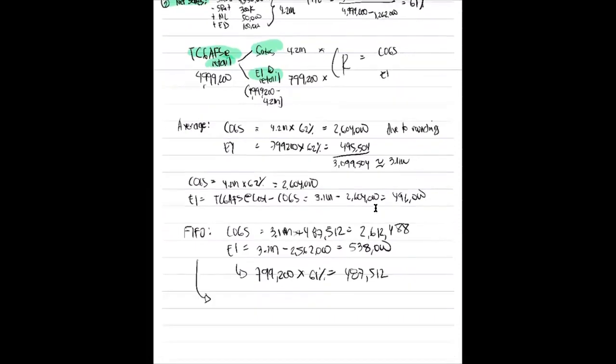So in your FIFO, what we do first is to compute for EI. And next we compute for cost of goods sold. So sir, why do we not multiply it directly on our percentage? Due to the amount of our beginning inventory.